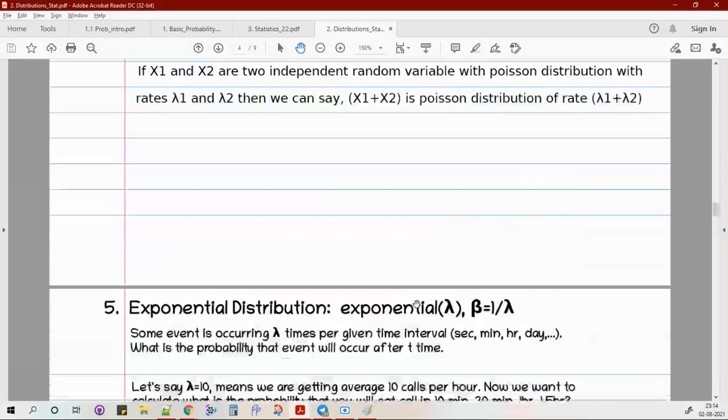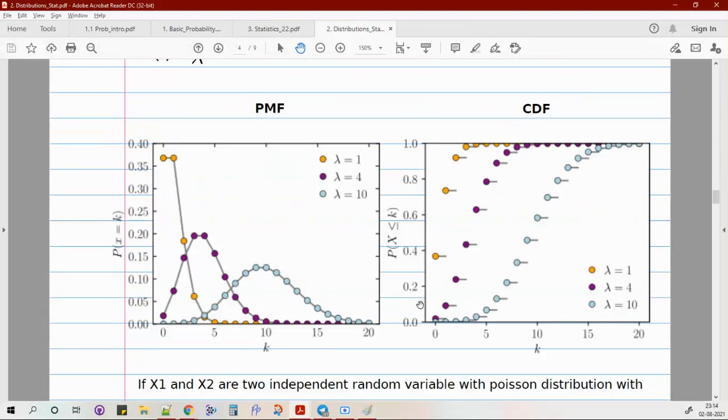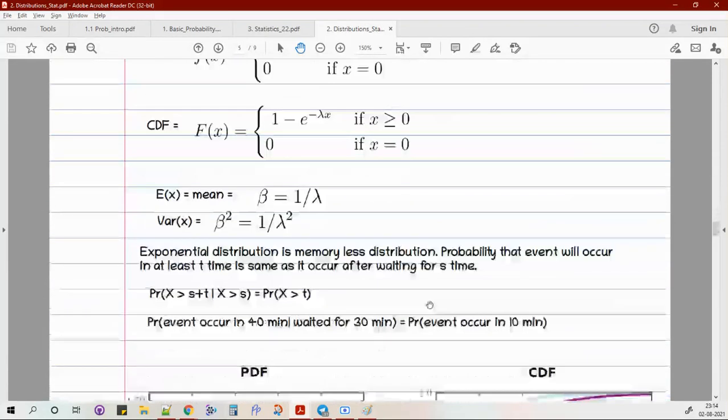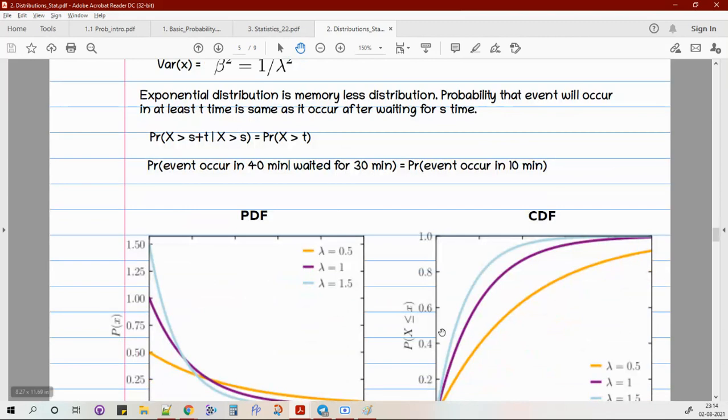Correct. So basically, exponential distribution is nothing but the time interval between events in a process, right? If two events are occurring in a Poisson process, and you want to know the time interval between those, you use the exponential. And time belongs to R, real values, so it is continuous.